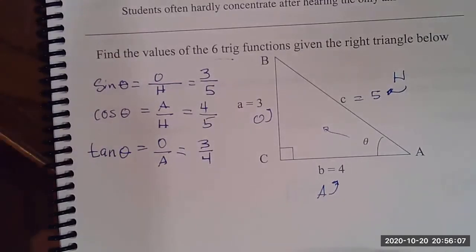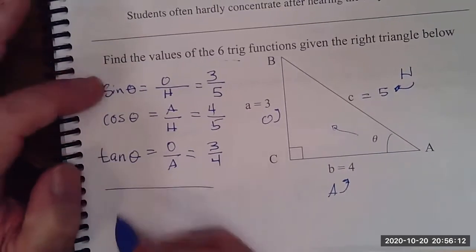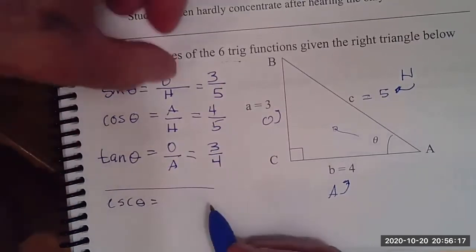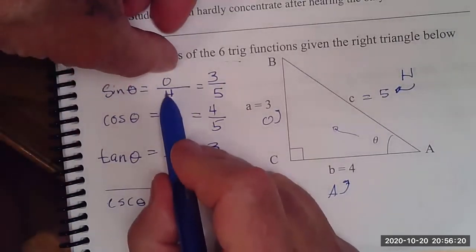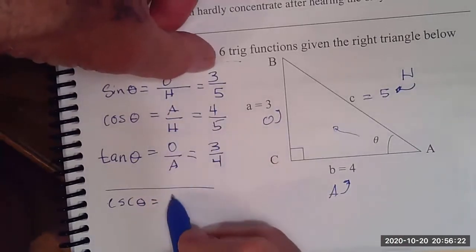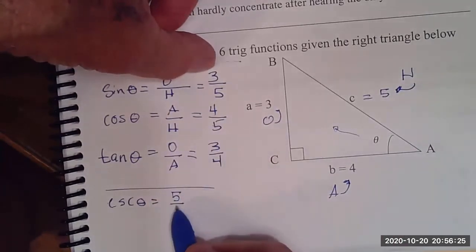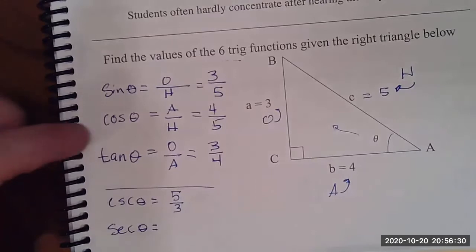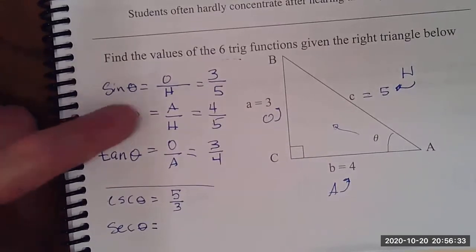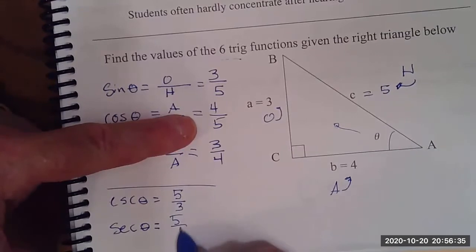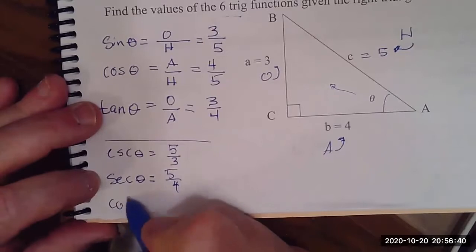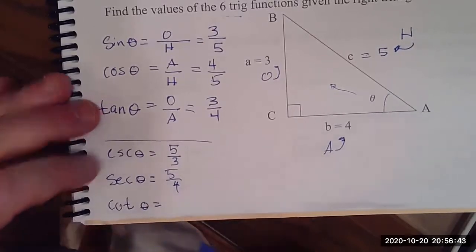Now the other 3 trig functions, which are the reciprocals, are easy after you do these. The reciprocal of sine is cosecant. If I wanted to do this, I can, but it's just flipping the fractions around. So 5/3. Secant is the reciprocal of cosine, 5 over 4. And finally, cotangent, 4/3.